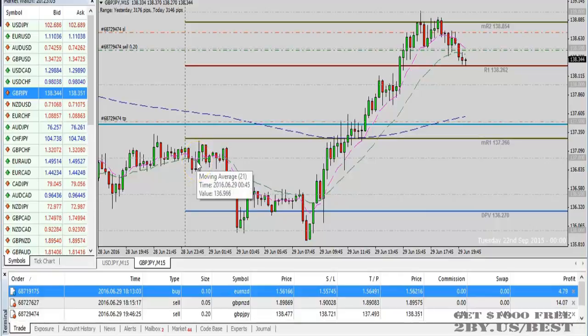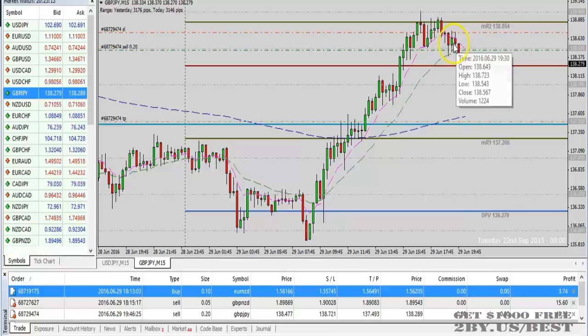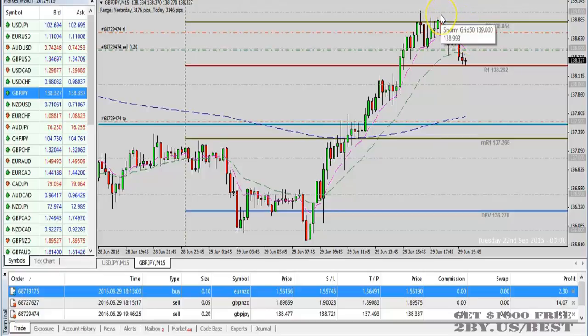Okay, so right now we're looking at the pound yen on the 15-minute chart. Looking to take a Forex trade. Well, actually, I already entered the position. I entered a short position. And I had my stop right above this resistance level at first. But since the market is kind of going in my favor right now, I did move my stop down just a little bit.